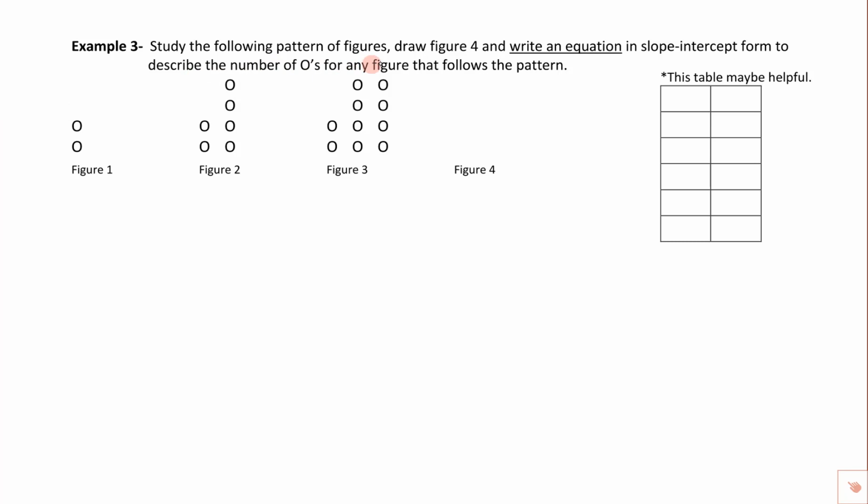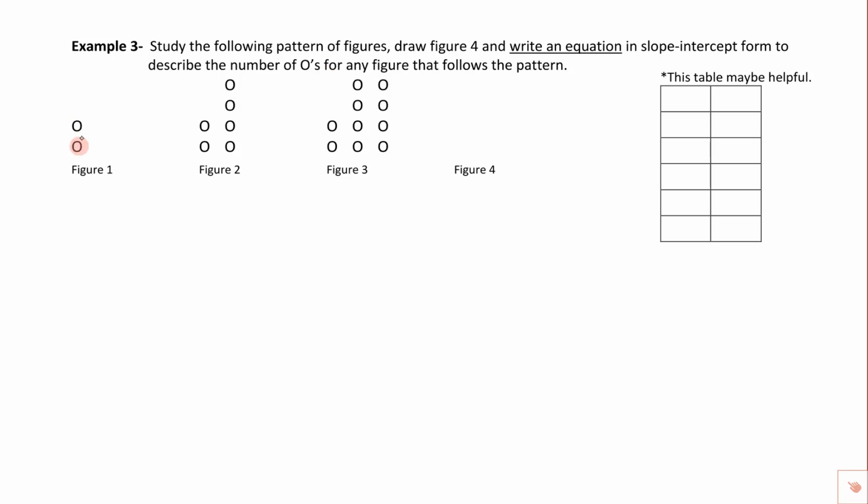It says basically the same instructions, but we don't have to draw as many of the figures. So it says study the following pattern of figures. Draw figure 4, write an equation in slope-intercept form to describe the number of O's for any figure that follows the pattern. We don't have to graph this or anything. All we need to do is come up with an equation.